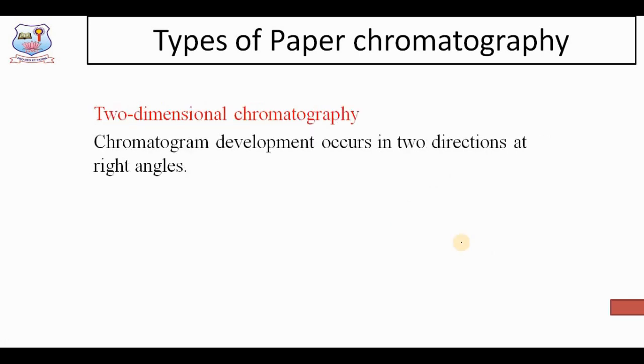And the last one is called two-dimensional chromatography, and this is also an interesting one. Here chromatogram development occurs in two directions at right angles to each other, right?